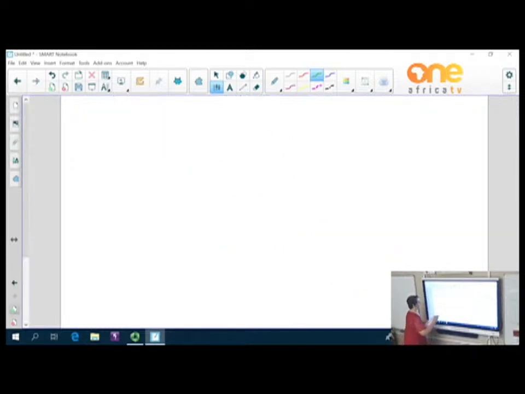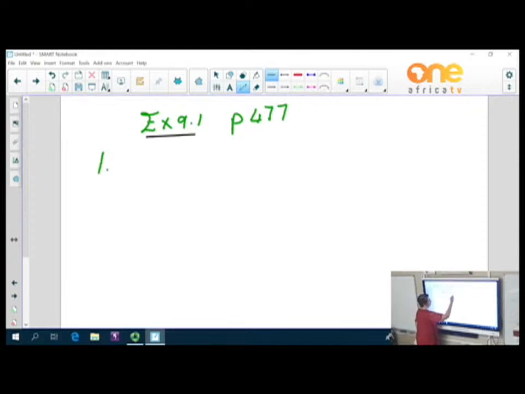So we're looking now at exercise 9.1 on page 477. And this is now a revision exercise. So we must decide which one of all those formulas are we going to use. So we've got the picture there. In the triangle ABC, it is a right-angle triangle. Calculate the length of AB.